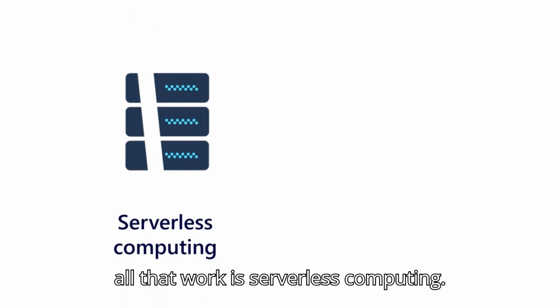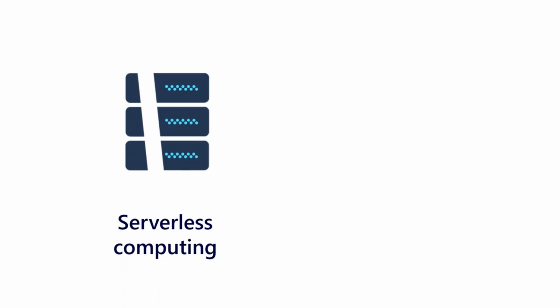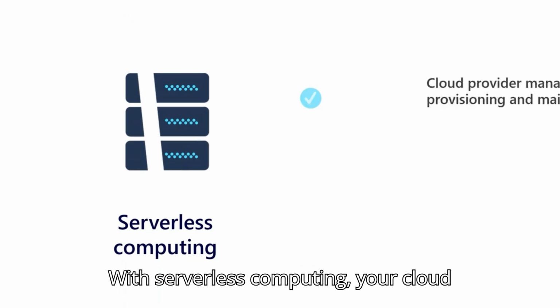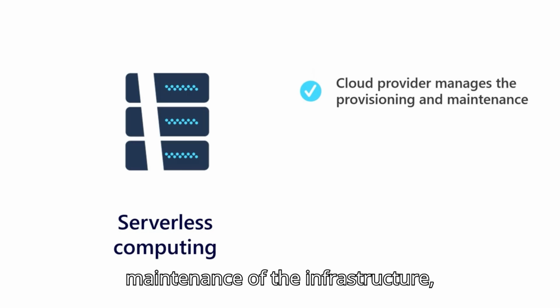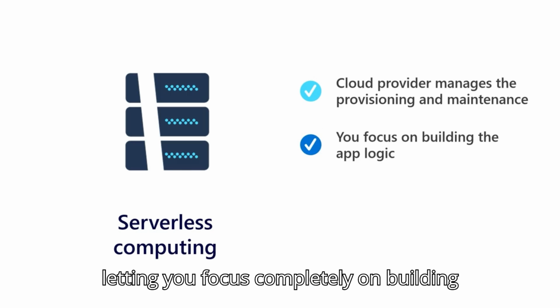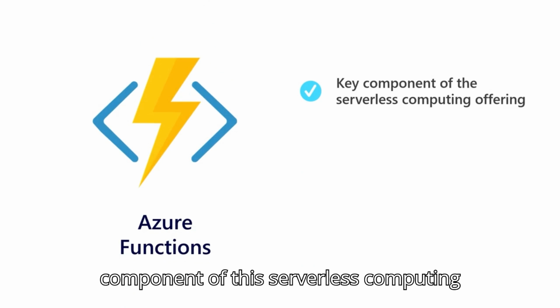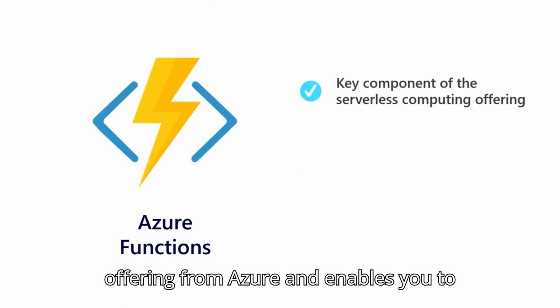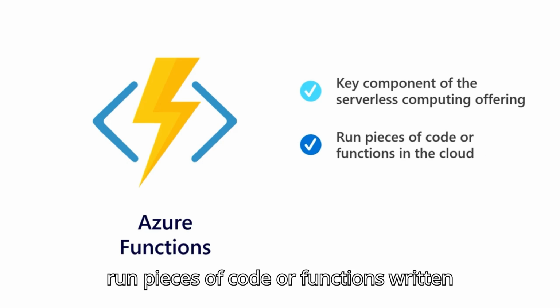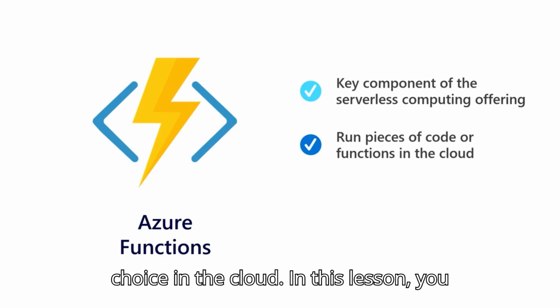An alternative to all that work is serverless computing. With serverless computing, your cloud provider manages the provisioning and maintenance of the infrastructure, letting you focus completely on building the app logic. Azure Functions is a key component of this serverless computing offering from Azure and enables you to run pieces of code or functions written in the programming language of your choice in the cloud.